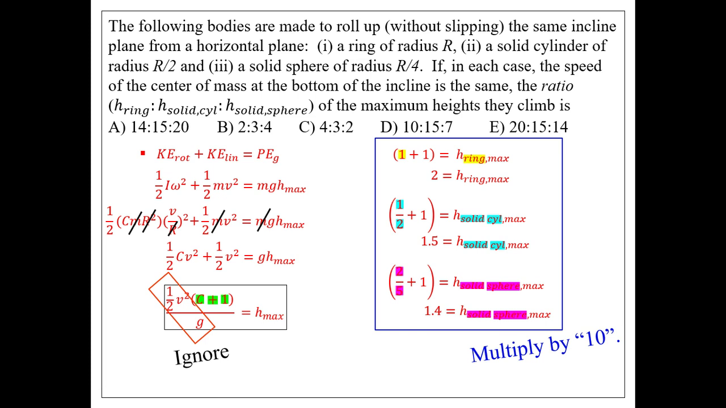So here, why would I multiply by 10? Because if I scan the answer choices, I can turn a 2, a 1.5, and a 1.4 into 20, 15, and 14 easily. So here, the answer in this particular order, the ring, the solid cylinder, and then the solid sphere, is going to be 20 to 15 to 14, okay? Because I did the ring first, and it sets the ring first here in the ratio problem. All right. Other than that, that's it for this one.